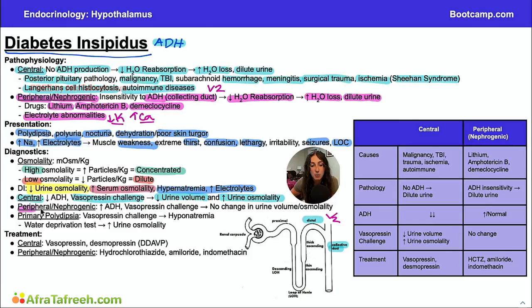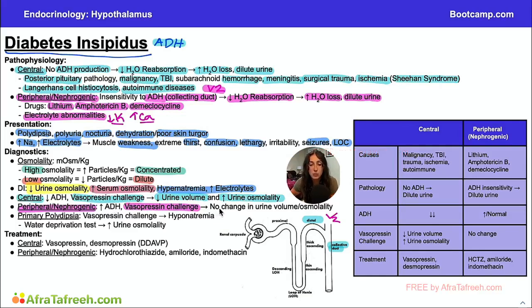If we had peripheral or nephrogenic diabetes insipidus, on the other hand, and we did a vasopressin challenge, it doesn't matter if we have antidiuretic hormone present or not, because the issue here is that the receptor is not responding appropriately to antidiuretic hormone. So increasing the concentration of antidiuretic hormone isn't really going to do much. Our kidneys still aren't going to respond.